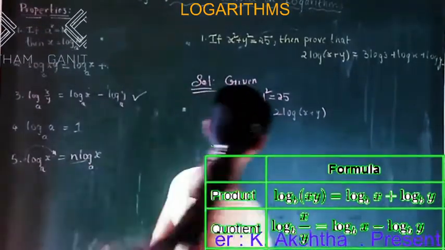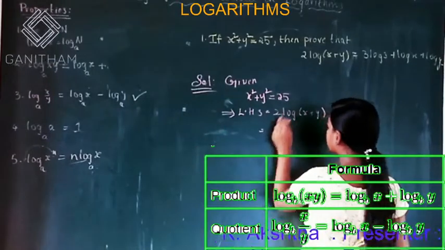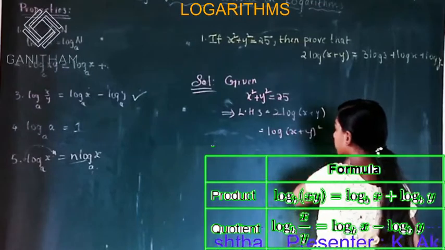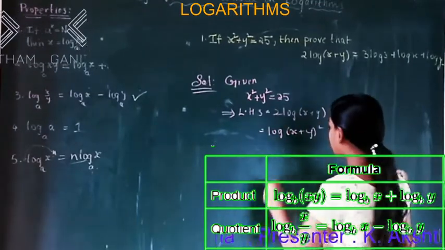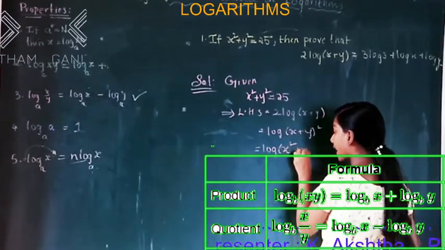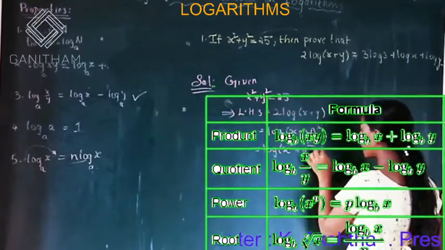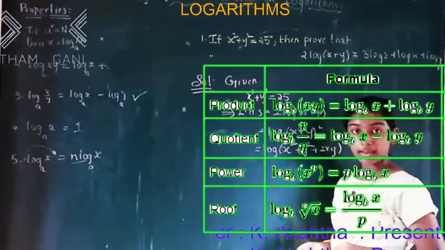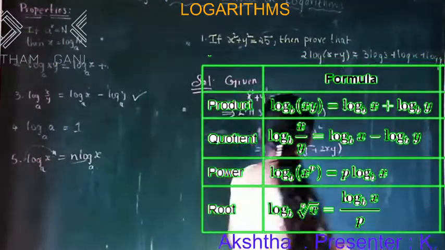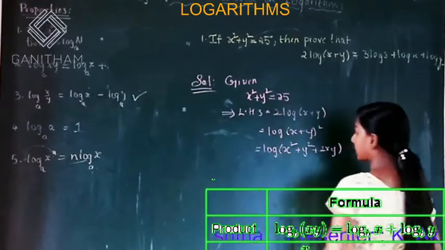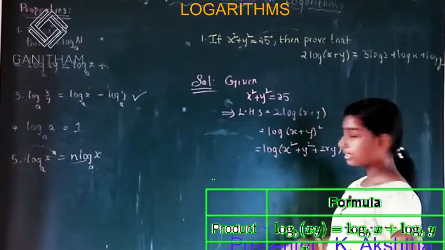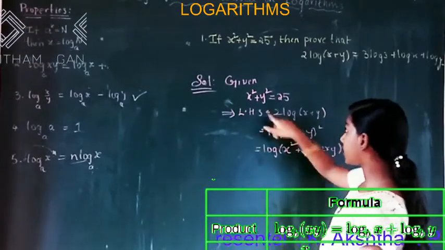So what can we do here? We can bring this 2 above that, means log of x plus y whole square. So what will be formed out of x plus y whole square? Yes, it is nothing but x square plus y square plus 2xy. This formula is normally applied for a plus b whole square: a square plus b square plus 2ab. So it was given here, log of x plus y whole square is nothing but x square plus y square plus 2xy.